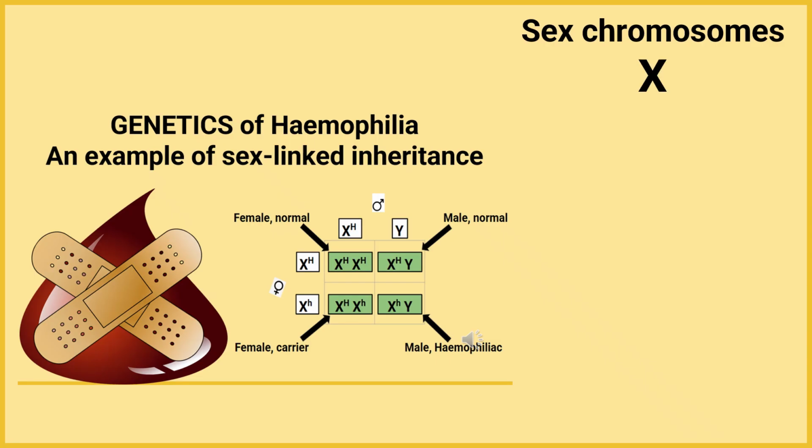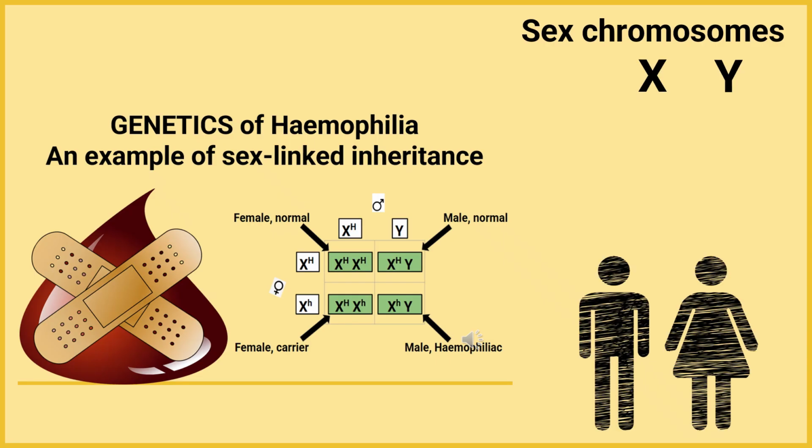X and Y chromosomes are the sex chromosomes. They determine gender. Females have two X chromosomes. Males have one X and one Y chromosome.